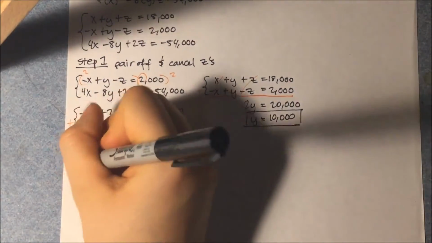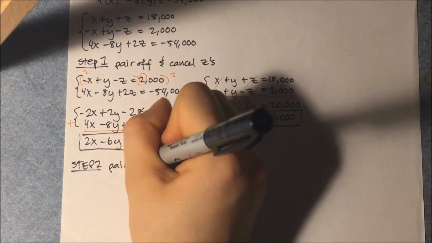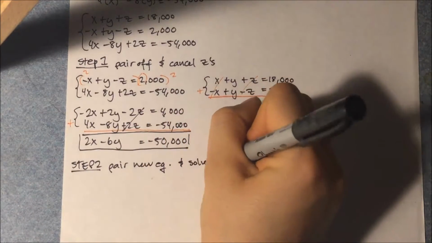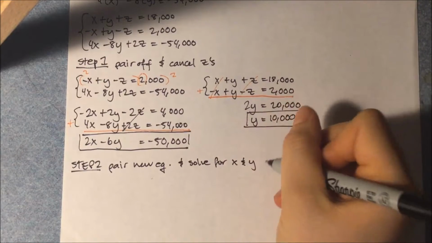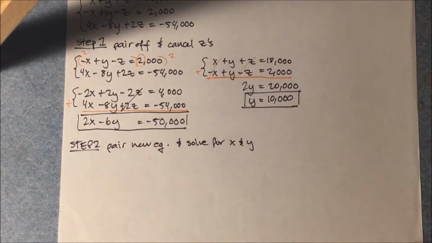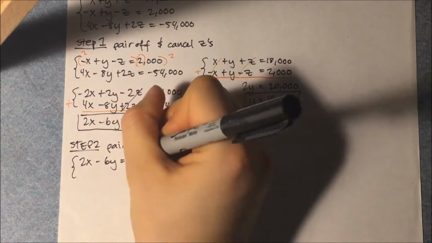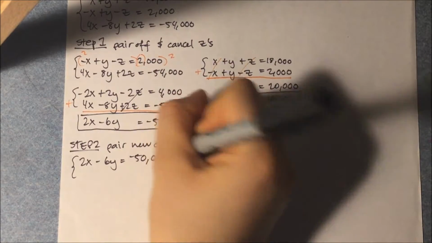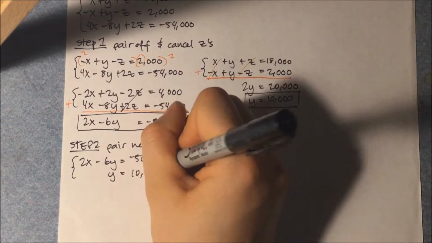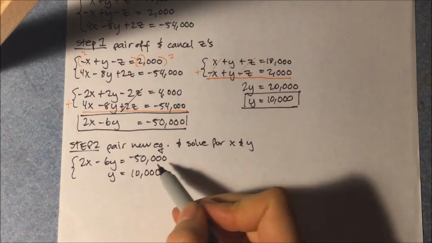Okay, so step 2. Pair the new equations and solve for x and y. Of course, we already have y solved there, but that's just the general step. Okay, so my new system is 2x minus 6y equals negative 50,000 and y equals 10,000. Notice in this step, I have 2 equations and 2 variables. That's what I want to have.